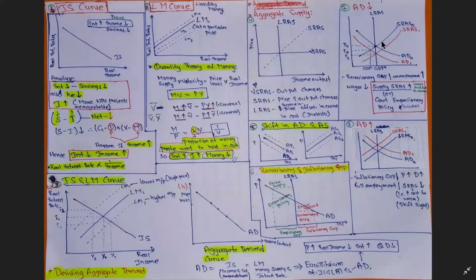So next we move on to the IS and LM curve, simply to say the aggregate demand and aggregate supply of all these things. So let's start. The IS curve, the investment savings curve, where we'll compare interest with that of income.